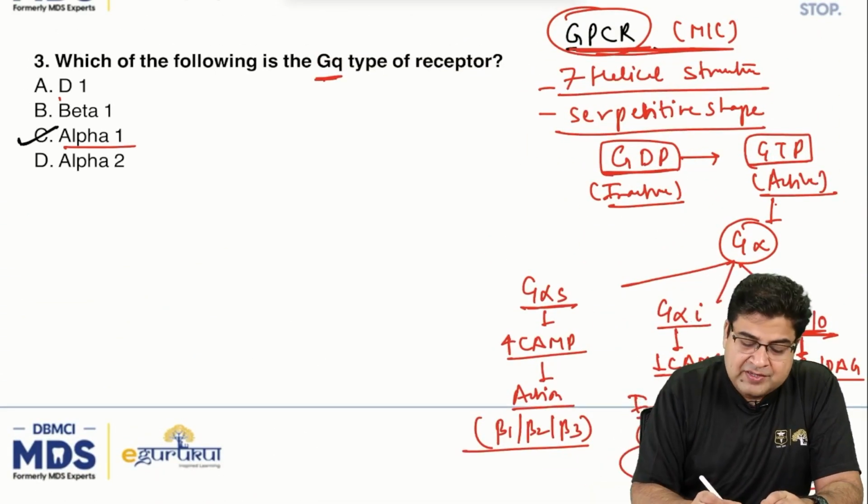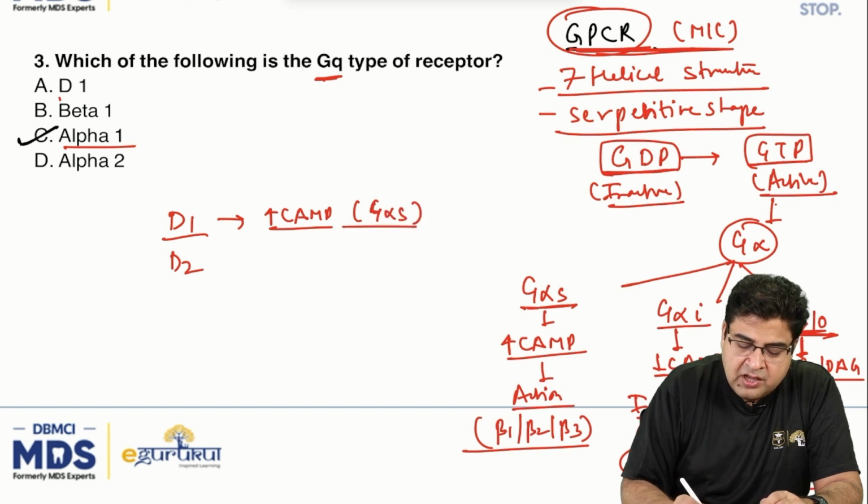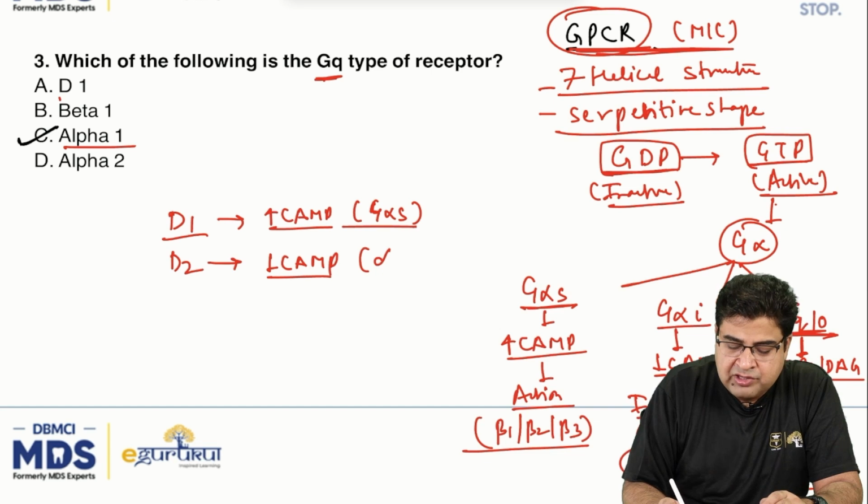Now the dopamine receptor. We have 2 types of dopamine receptors, D1 and D2. The D1 receptor acts by cyclic AMP, so it's a G alpha S. The D2 receptor acts by decreasing cyclic AMP, so this is G alpha I.